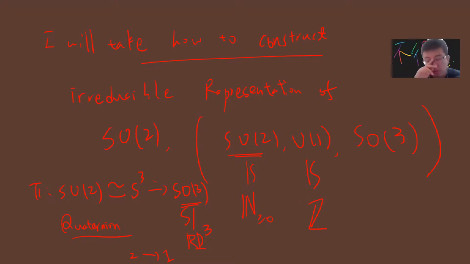I will have a video about the algebra and the group representation in the future. But in this video, I want to at least give you a very simple example. It's an explicit construction of irreducible representations of SU2, and in the next video we talk about Lie algebras and their representations.